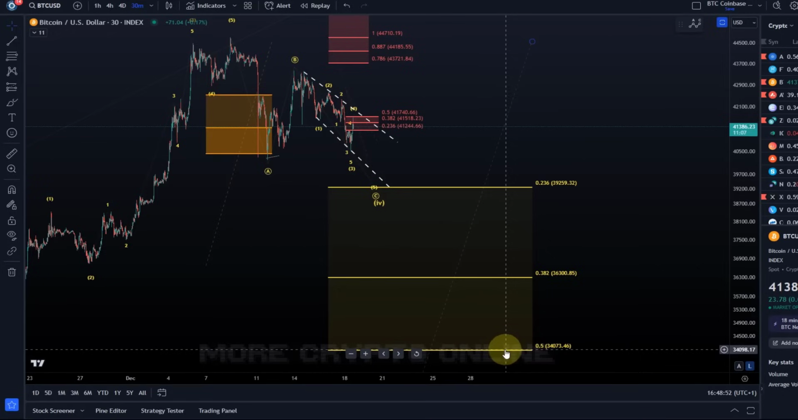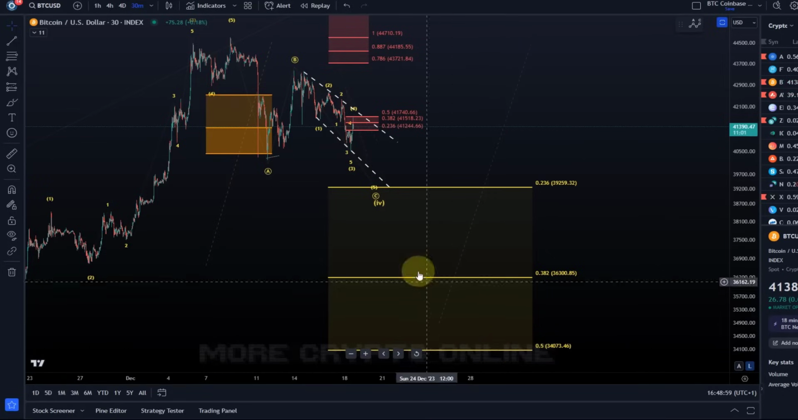So there's still a lot of space to the downside, lots of space. We're not breaking below support at this stage. We're far away from support. Expect there to be ups and downs along the way. Nothing's going to go down in a straight line.